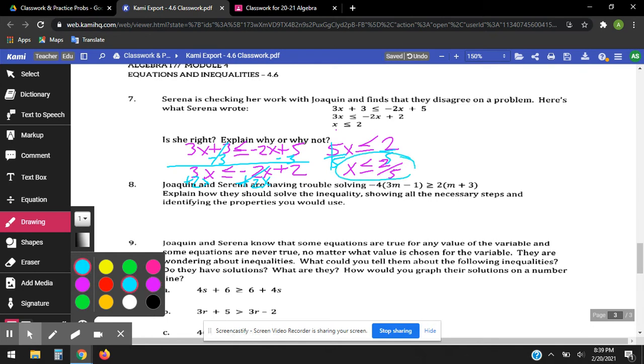So here's my explanation: she subtracted the 2x on both sides instead of adding the 2x.